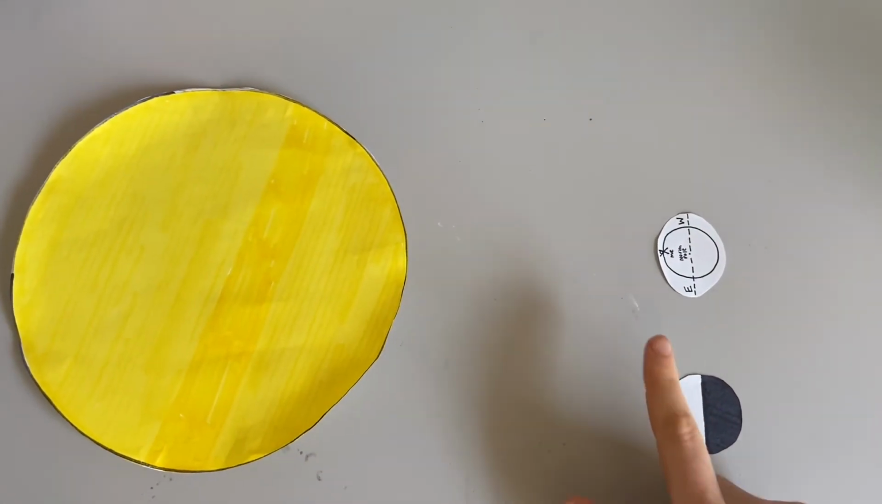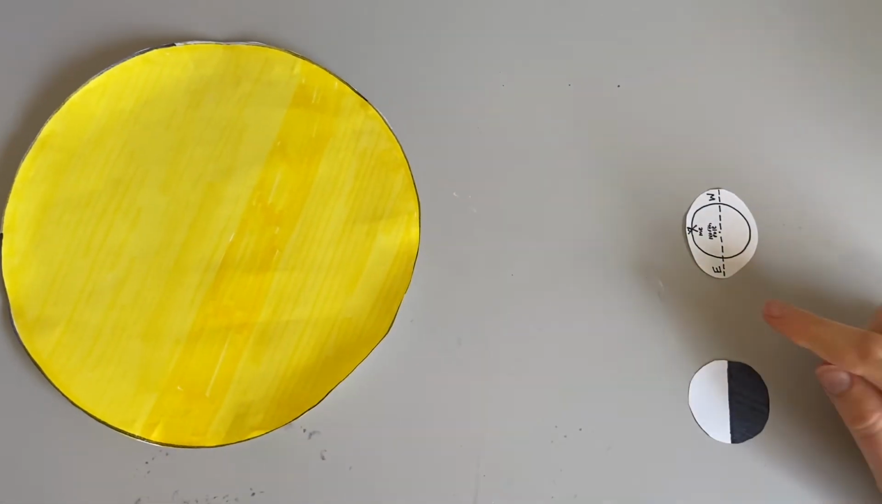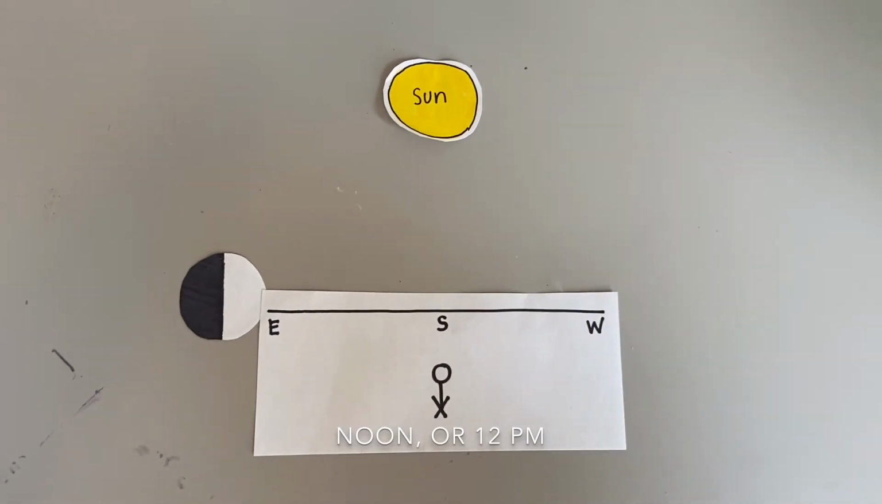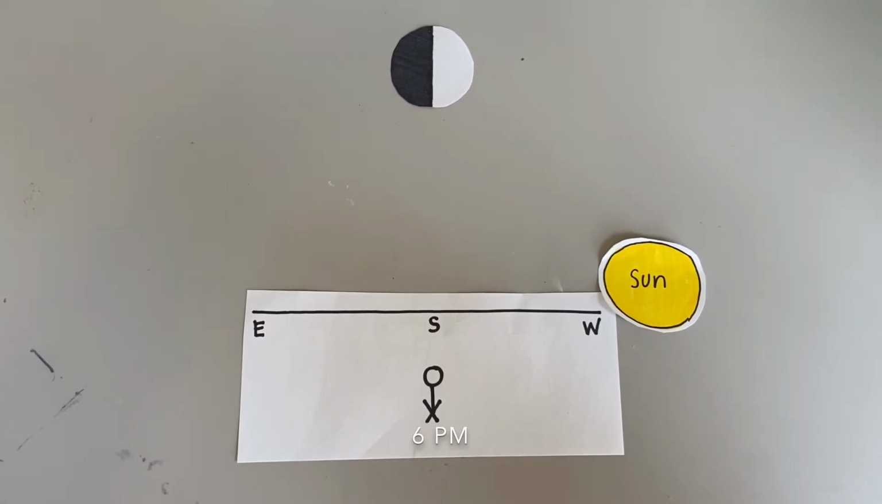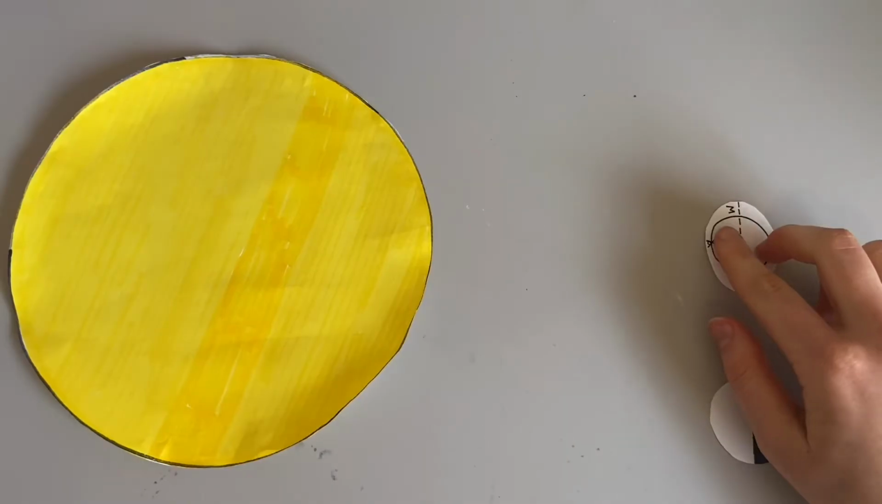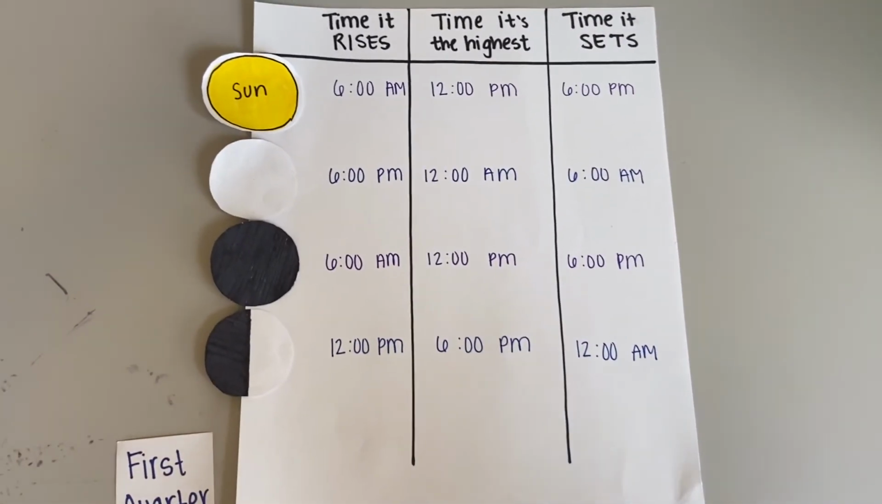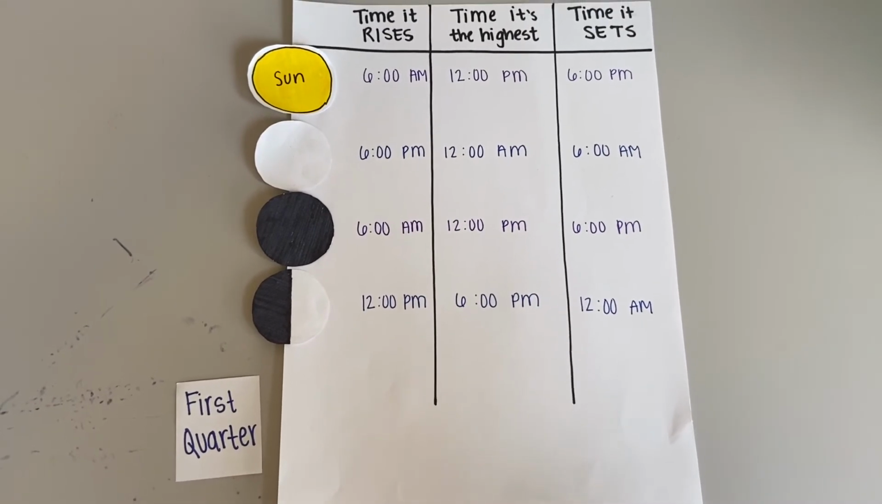In this diagram, the sun is directly overhead and the first quarter moon is at the eastern horizon. So at noon, my sun looks like this, and then my first quarter is at my eastern horizon. When the sun is setting at 6 p.m., that means the first quarter moon will be highest in the sky at this point. The first quarter phase is 6 hours behind the sun, so it will rise at 12 p.m., it will set at 12 a.m., and it will be highest in the sky at 6 p.m.